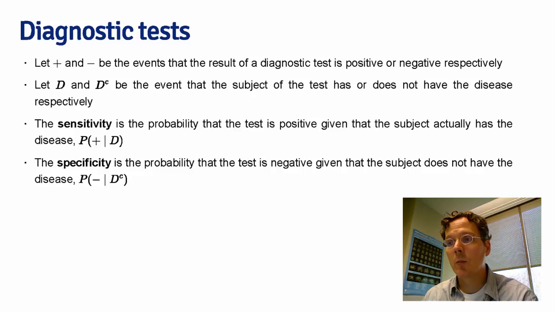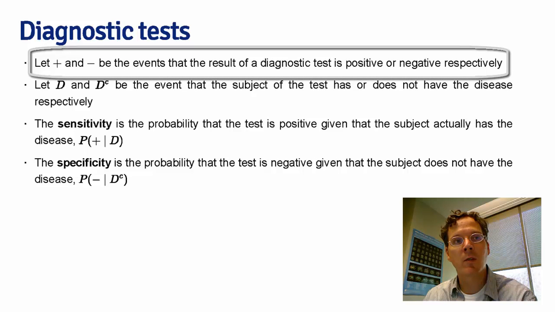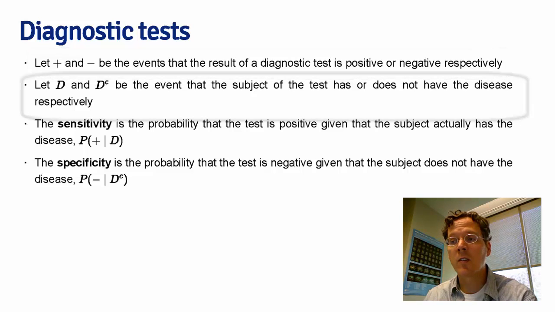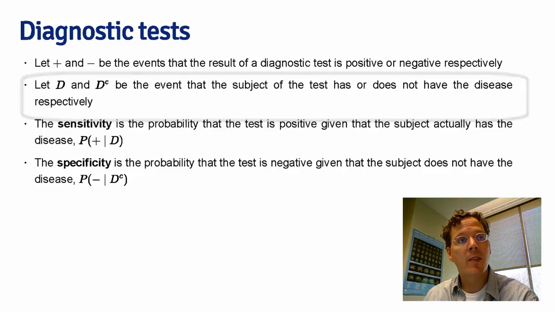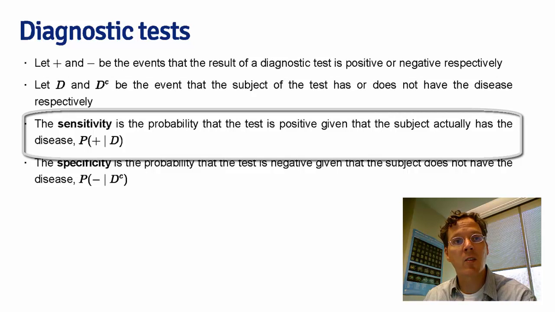So let's talk about conditional probability in the context of diagnostic tests, one of the most important examples of conditional probability and Bayes' rule. Let's let plus and minus be the event that the test is positive or negative. Let's think of a test for a disease. So plus being that the test says the person has the disease, and minus being that it says they don't. And then let's let D and D complement be the event that the person either does or does not have the disease, respectively. Then the sensitivity is the probability that the test is positive given that the subject actually has the disease.